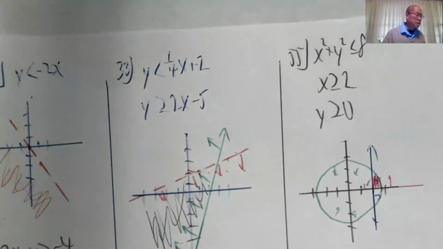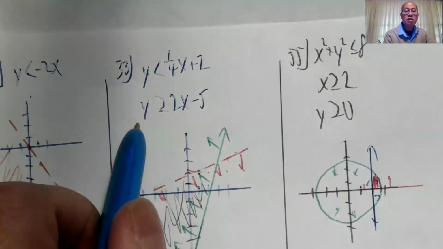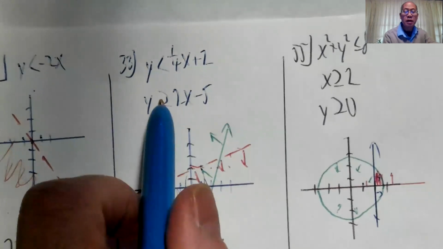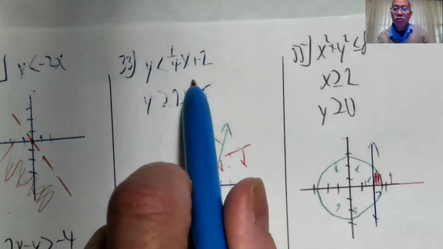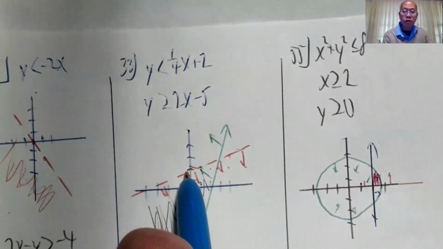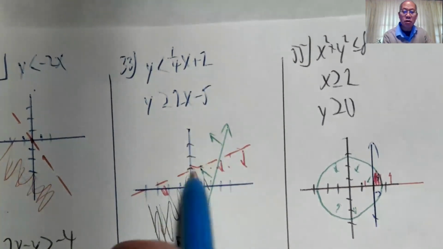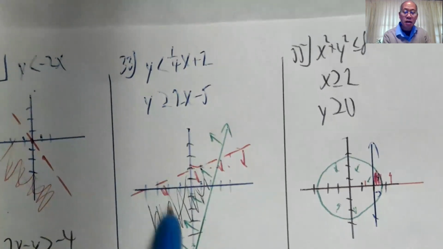Okay, system of inequalities, 33. y is less than 1/4 x plus 2. y is greater than or equal to 2x minus 5. So less than, it's a dotted line. The b, y-intercept is 2. Slope is 1/4. So over 1, 2, 3, 4, and up 2, draw a dotted line. Less than means shade below.